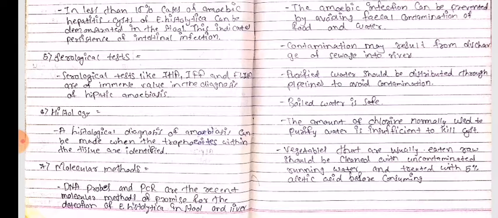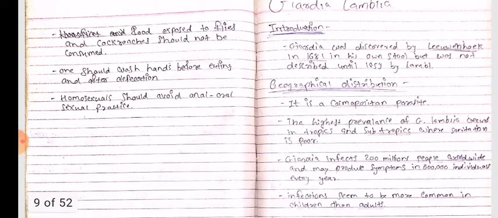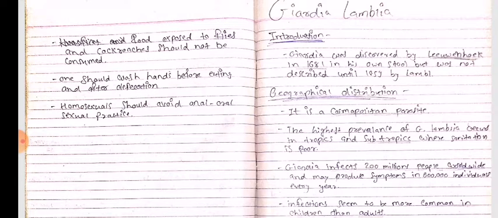Vegetables that are usually eaten raw should be cleaned with uncontaminated running water and treated with 5% acetic acid before consuming. Food exposed to flies and cockroaches should not be consumed. One should wash hands before eating and after defecation. Homosexuals should avoid anal or oral sexual practices.